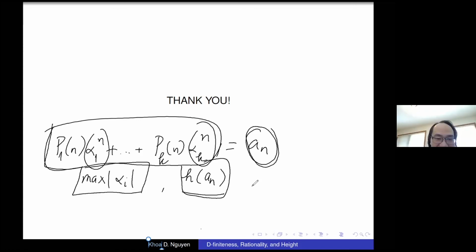Yeah, there's a comment and question from William. So conceptually, it seems the height is a more natural way to compare the growth of functions in a class of functions. Are there other classes that might have a similar concept of height?